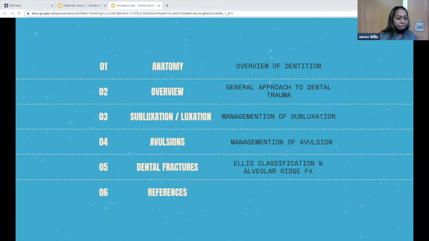And then after that, we're going to go over the general approach to any patient who presents with dental trauma. And then finally, we'll go over management of specific dental injuries: subluxations and luxations, tooth avulsions, and dental fractures.